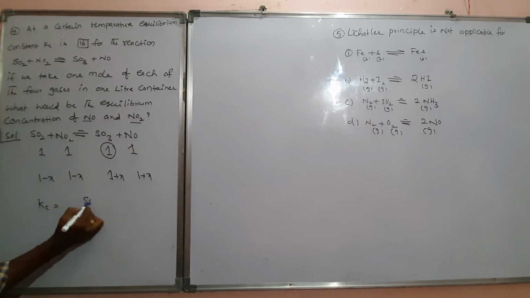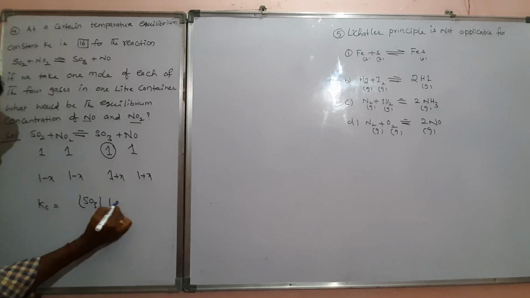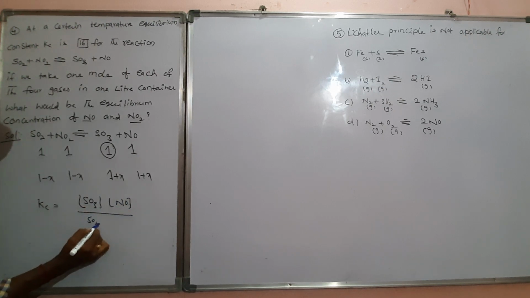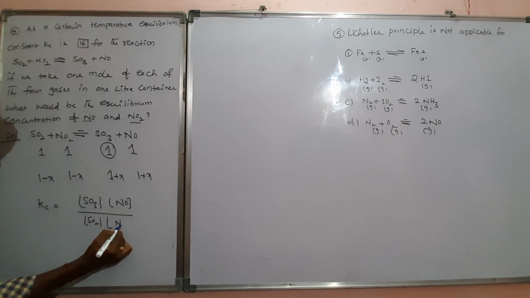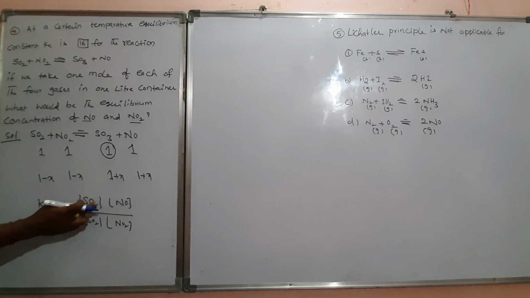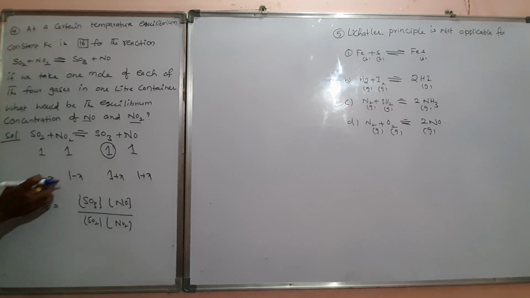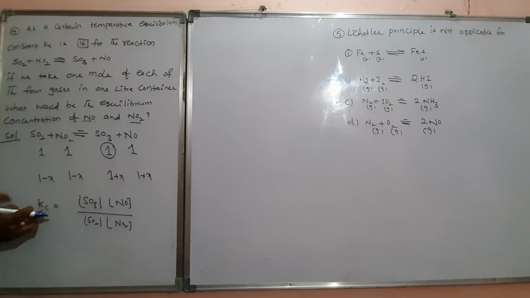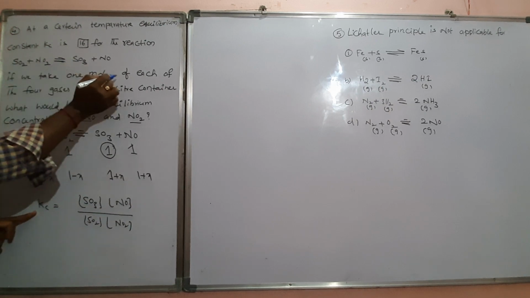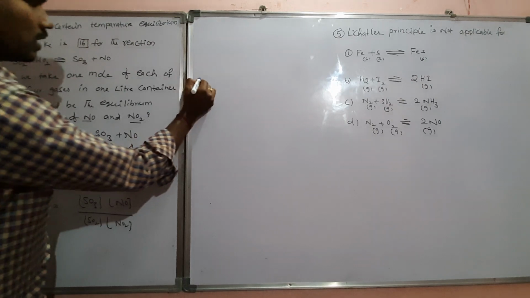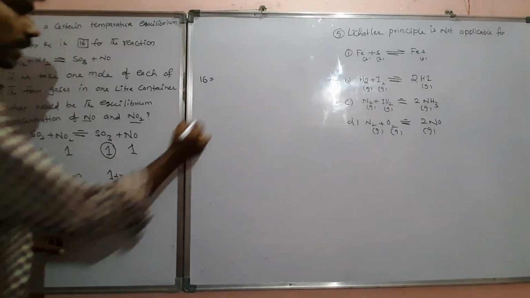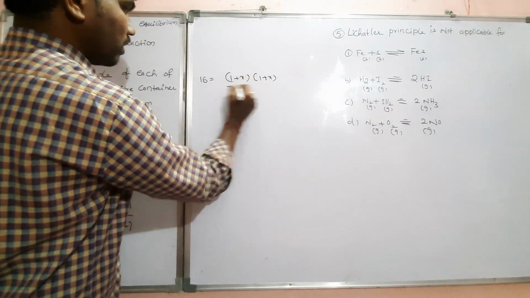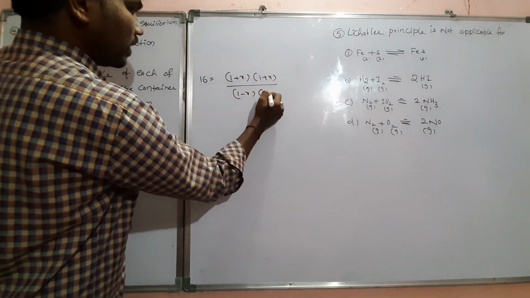So here the concentration of product is SO3 and NO, upon SO2 concentration into NO2 concentration. The concentration of SO3 is 1 plus x, and the concentration of NO is also 1 plus x. So you just substitute those values along with the Kc value. Why? Because the Kc value is given as 16. So 16 is equal to 1 plus x into 1 plus x upon 1 minus x into 1 minus x.